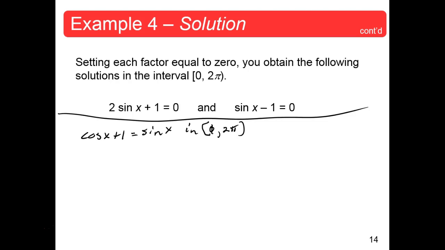So let's do that. Let's square both sides of the equation. Because if this is equal to that, then the square of this should be equal to the square of that. So what is the square of cosine x plus 1? Cosine squared x. I agree with the plus 1 part.